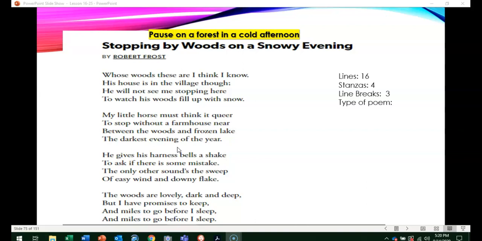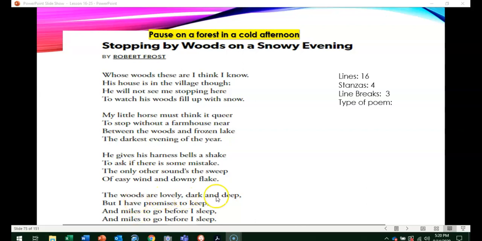Stanza 4. The woods are lovely, dark and deep, but I have promises to keep and miles to go before I sleep. And miles to go before I sleep. So I know the speaker used repetition to do what? To emphasize or to make a point that he has to get to a place. He needs to be there. Maybe, like he said, I have promises to keep. So he probably promised someone that he'll be there at a certain time or a certain date, and he is determined to get there on time, right?